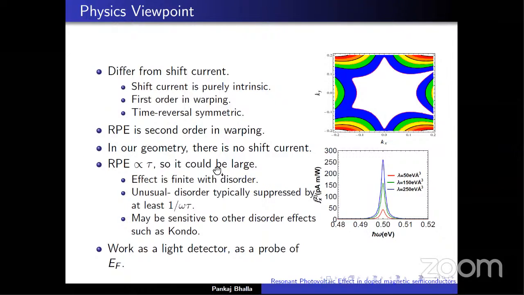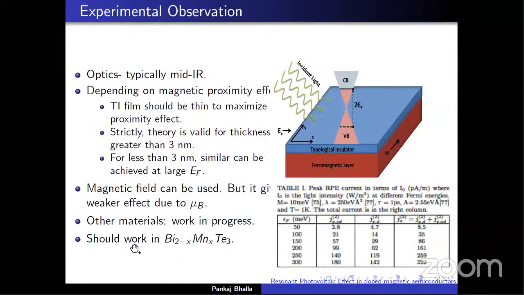In our formalism the shift current is there, but in the geometry that we have considered, with the field along the x-axis, there are no shift currents. This is also proportional to tau, which could be large. So the effect is finite with the disorder. This can be sensitive to other disorder effects, maybe such as Kondo. So from the practical side, this can also work as a lie detector, as we can probe this current with the Fermi energy.